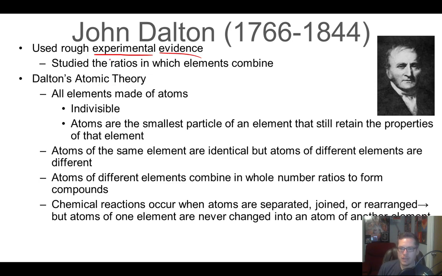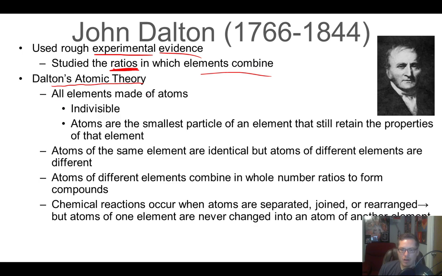So he started using experimental evidence, and really he was interested in the ratios in which elements combined. By the time he lived, we had a fundamental idea that there were specific elements, but he was very interested in how they combined and studied the ratios. So he came up with what we've dubbed the atomic theory. It has 4 postulates, and here they are.